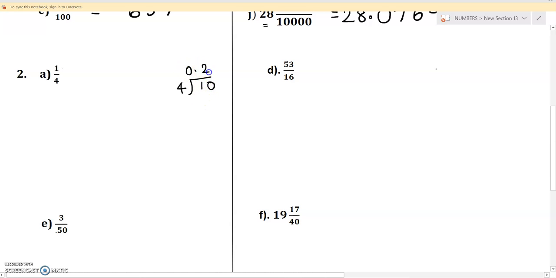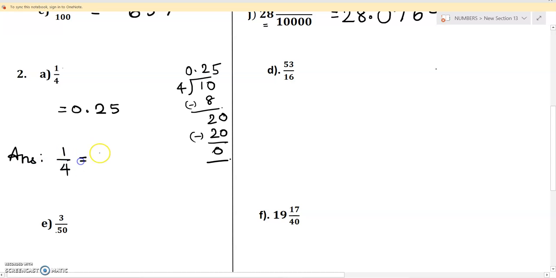In the second term, we will get 8. Now subtract 10 minus 8, it is 2. Add 0 again. As we have placed a decimal point, we can add any number of zeros. So now we have 20. In the fifth term, you will get 20. So the remainder is 0. It is equal to 0.25. The quotient is the answer. Now we will write the answer. 1 by 4 is equal to 0.25.